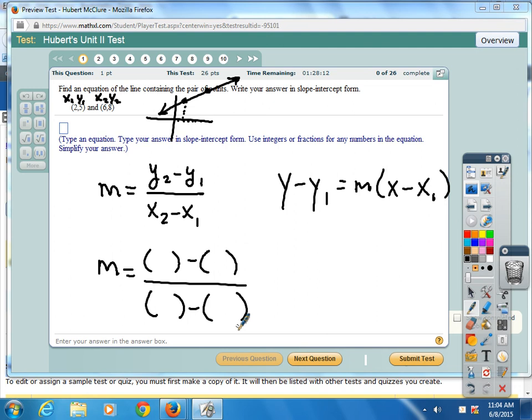That's going to be 8 and 5 on top, and 6 and 2 on the bottom. Plug and go. That's 3/4.